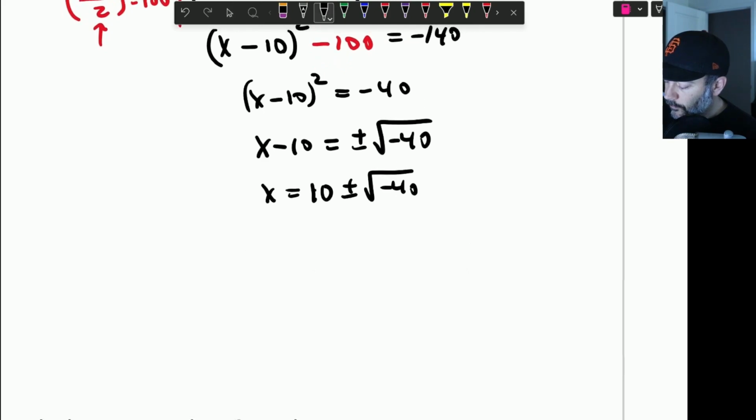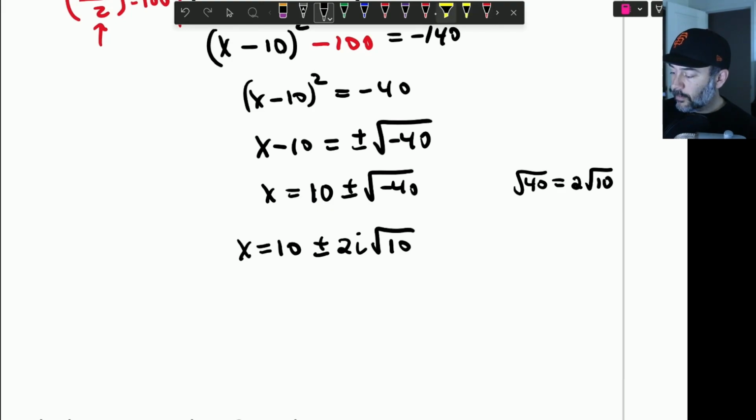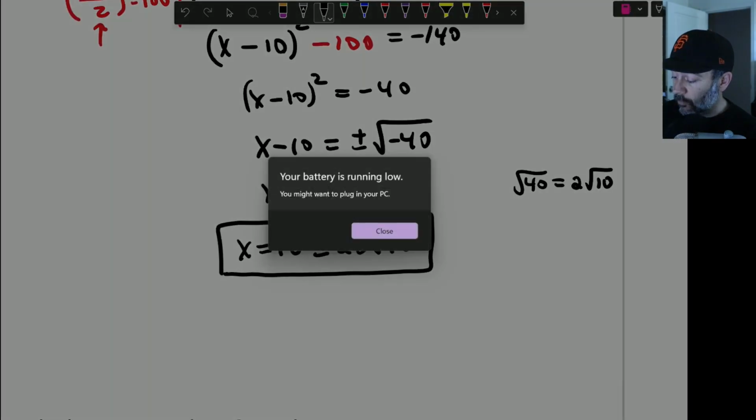And negative 40 is, well, definitely an i can come out. And square root of 40 is 2 times the square root of 10. And so we get 2i square root of 10. The minus gives us the i out. I can break 40 up into 4 times 10. Square root of 4 is 2, so a 2 comes out, and i comes out, and I'm left with 10 underneath, which I cannot simplify. And I'll just leave the solutions in this compact form with a plus or minus.